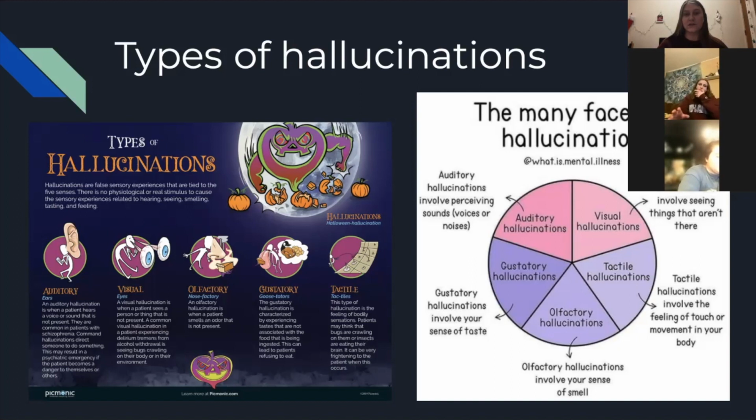Auditory hallucinations relate to hearing, and this is perceiving voices or noises that are not actually present. And then visual hallucinations, things that aren't actually there, like visual representations of people or objects, or even random patterns in the air.